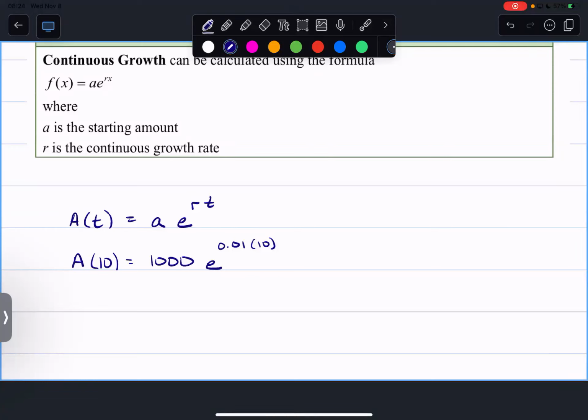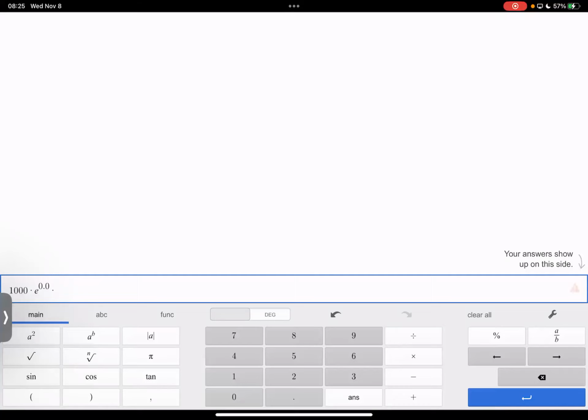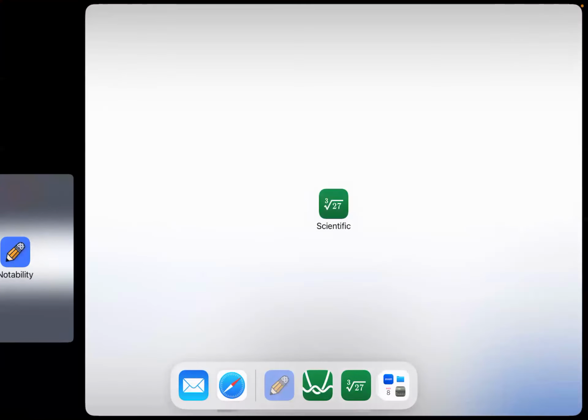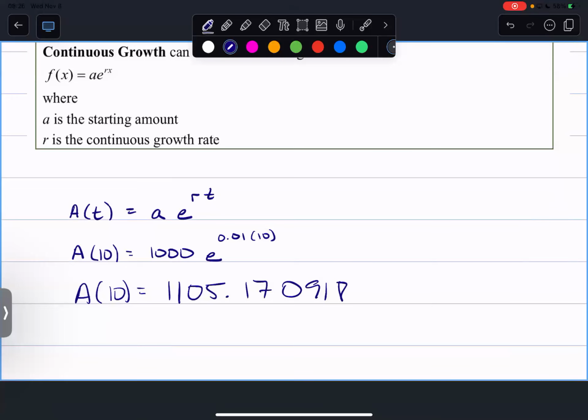1,000 times, and let's see, there's e to the power of x, that works, 0.01, and I want to keep it upstairs, uh-oh, what's going on here, times, it keeps wanting to step down, but I don't want that. Okay, fine, I'm going to wrap it up in brackets. Times 10, I get 1105.170918. Oh, that's gross.